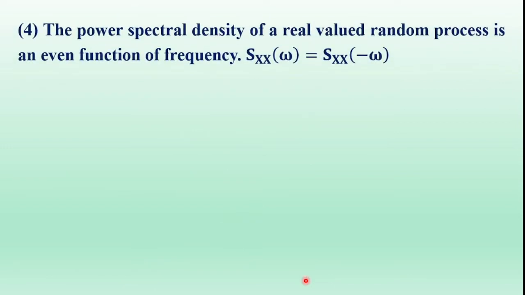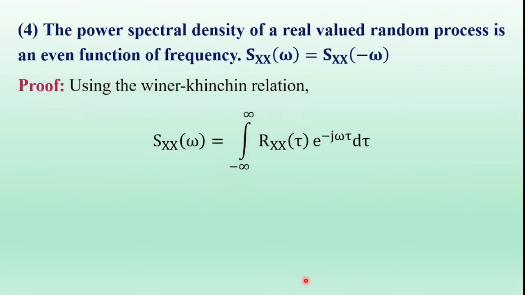Next property: the power spectral density of a real valued random process is an even function of frequency. That is, Sxx of omega is equal to Sxx of minus omega. This is the statement of the fourth property. Now coming to the proof. Using the Wiener-Khinchin relation, the power spectral density Sxx of omega is equal to integral minus infinity to infinity Rxx of tau e power minus j omega tau d tau.